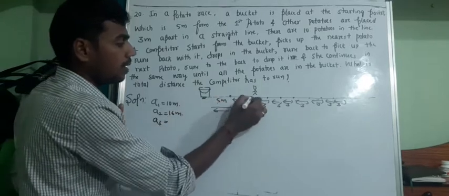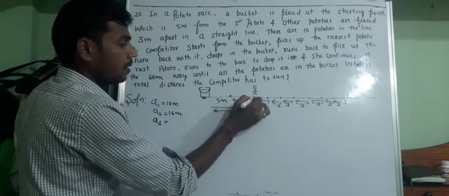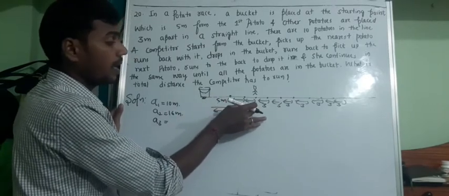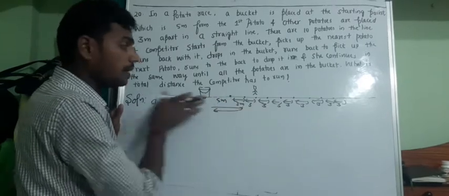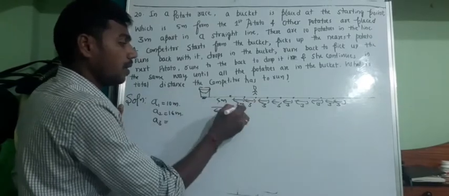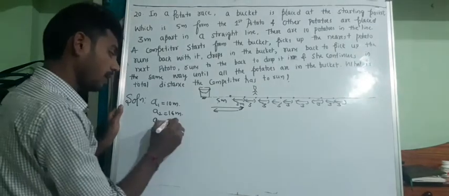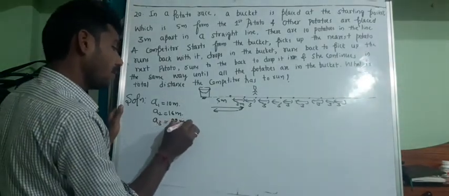In the same way, to collect the third potato, 5 plus 3 plus 3. 5 plus 3, 8, 8 plus 3, 11. 11 in the forward go, while returning again 11. So it is 22 meters.